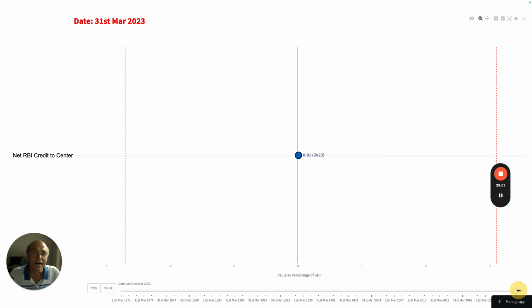And then in 31st March 2023, this became 0.01% of the GDP, and now it is being shown as a very low number. I don't know why it is 0%. That is the government calculation. This is not my calculation. But anyway, that's the essence of this discussion as far as the RBI's net credit to the government, to the center, is concerned.